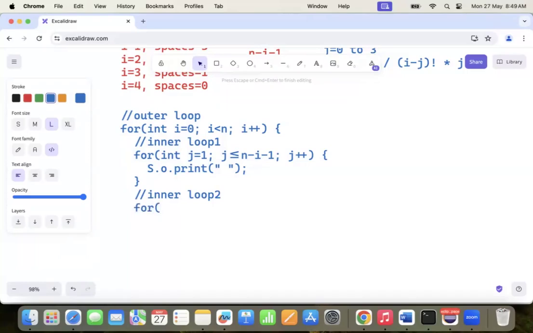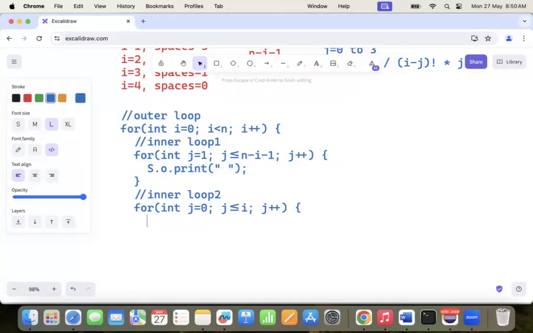Start at 0. For j equal to 0, j less than or equal to i, j plus plus. Am I clear? Yes, sir. Very good, folks.